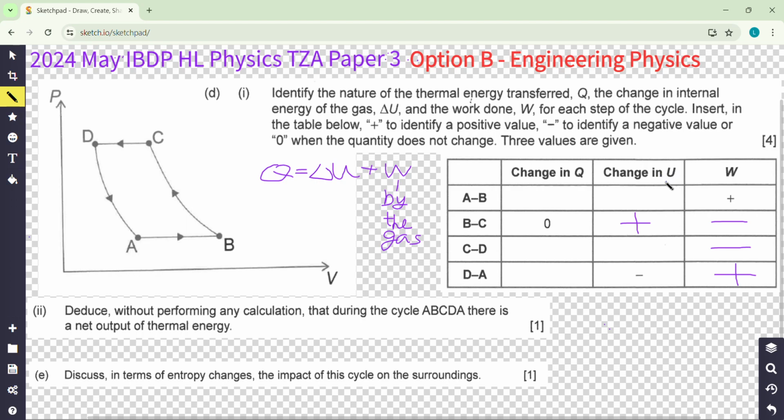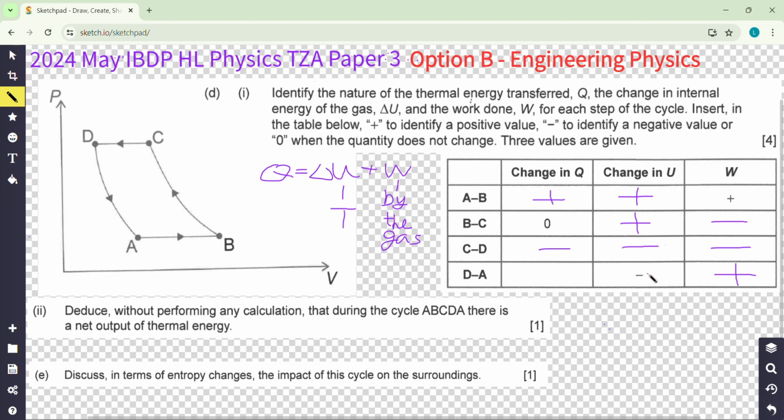And the other thing is about U. U depends on the absolute temperature. Temperature increase, U increase. So from A to B, obviously temperature increases, right? So it's a plus. And then from C to D, the pressure is the same, volume drops, so temperature drops too, so U drops, okay? So look at here. On the left-hand side is Q, which is delta U plus W. Both are positive, so it's positive. Both are negative, so it's negative.